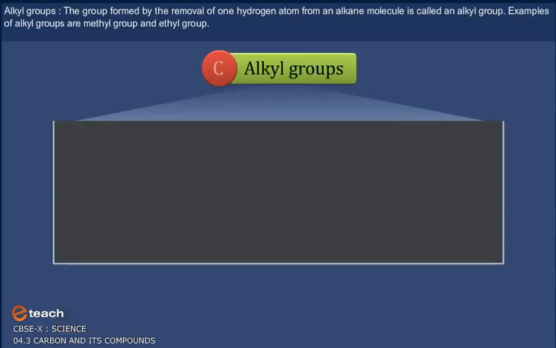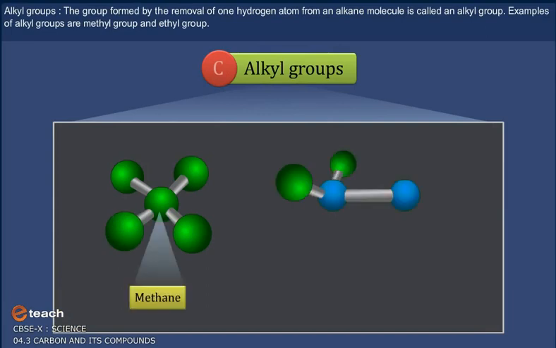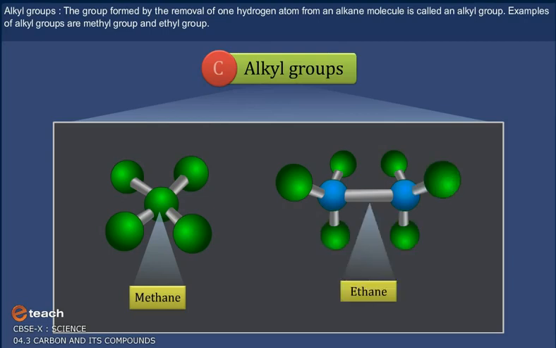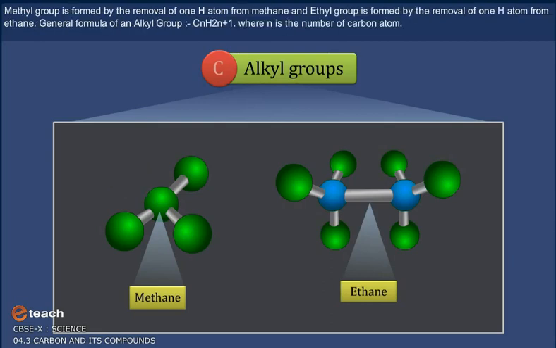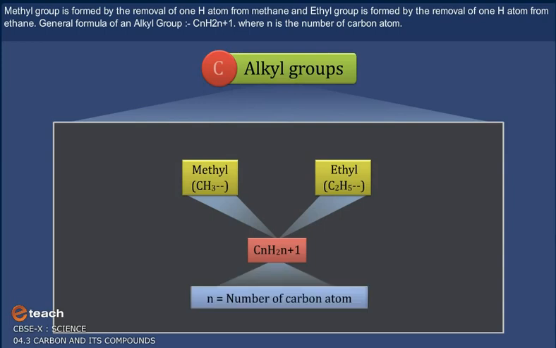Alkyl groups. The group formed by the removal of one hydrogen atom from an alkane molecule is called an alkyl group. Examples of alkyl groups are the methyl group and the ethyl group. The methyl group is formed by the removal of one H atom from methane, and the ethyl group is formed by the removal of one H atom from ethane. The general formula is CnH2n+1, where n is the number of carbon atoms.